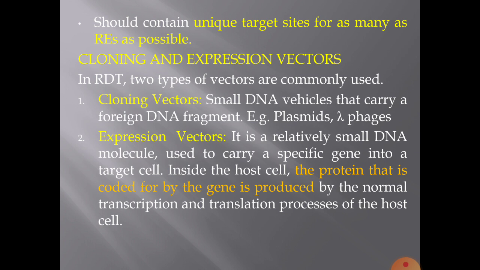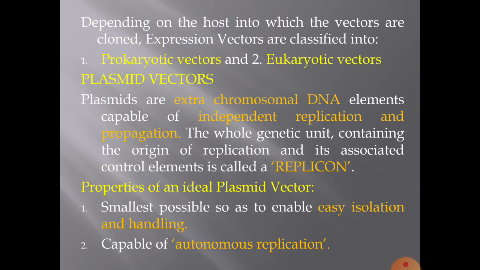So there are two types of vectors which are normally used in RDT. Okay, but we are studying only about cloning vectors. All right. Hope it's clear. Then, depending upon the host into which the vectors are cloned, expression vectors are classified into two types. Say for example, if you put an expression vector into a prokaryotic host cell, we call them prokaryotic vectors. On the other hand, if you put them in a eukaryotic host cell, we call them eukaryotic vectors.